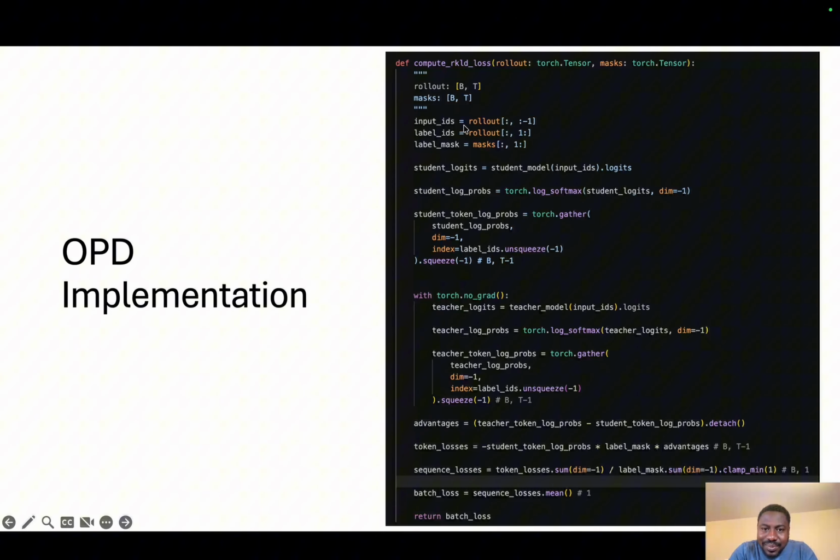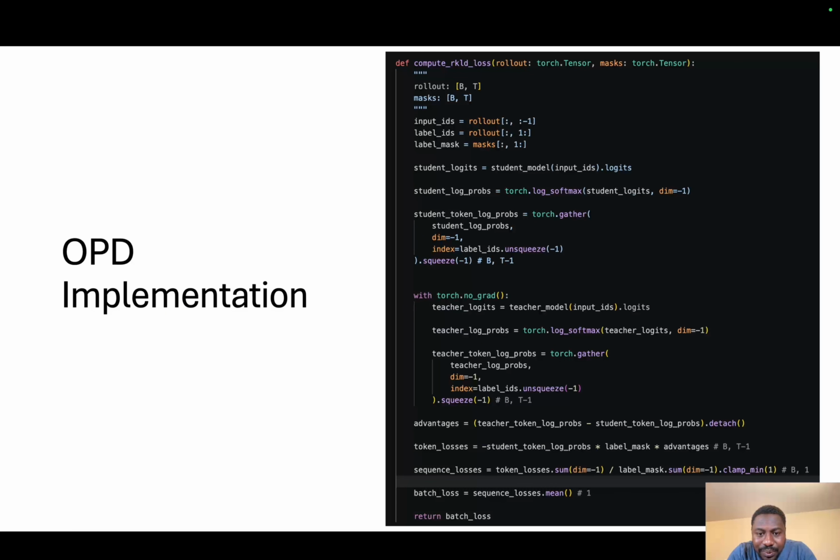What we do is we have input IDs and label IDs. We don't have an advantage; we compute the advantage here. And so we have the label mask. Again, we want to still mask out our prompts. We only want to optimize our model's output. So we have a student model, and we take the logits there. We compute the log probs, and then we pick the actual probabilities of the actual tokens that the model generated, like its sequence.